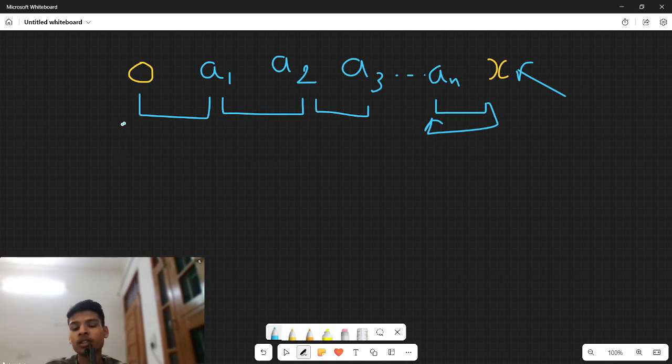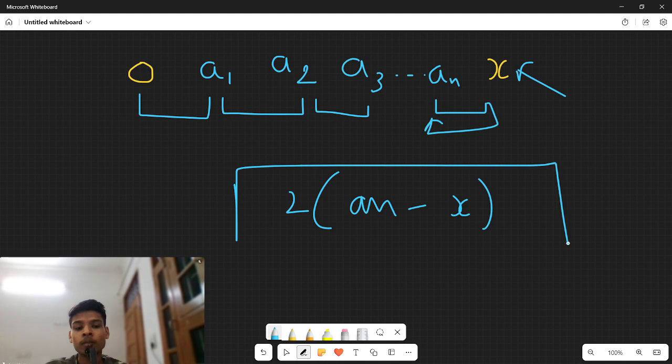So you can see what my answer is. My answer is the maximum of the differences: A1 minus 0, A2 minus A1, and so on. And if I am at my last position, I will also check 2 times (x minus an). The maximum of all these values will be the capacity of my gas tank.